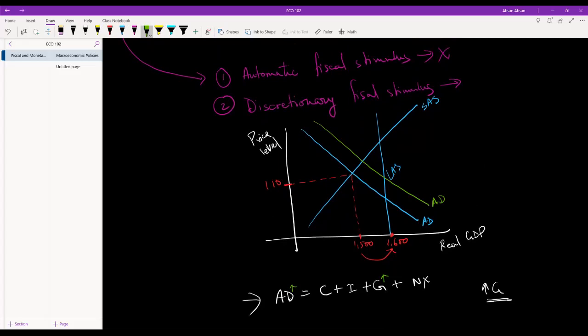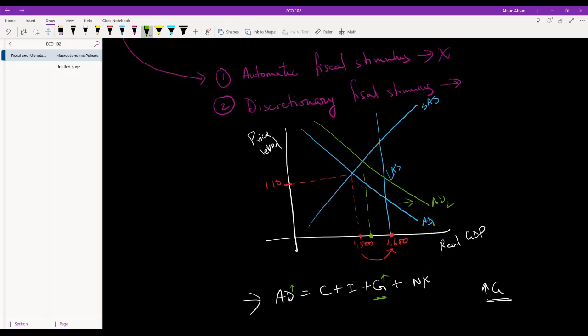Let's call this AD1, let's call this AD2. So you see, by increasing G, what the government has done is that they have increased AD in the economy. And so we arrive at this point where the output is higher than it was. Now this is a good thing. The fiscal policy has worked. Government wanted to increase output, it has gone up.